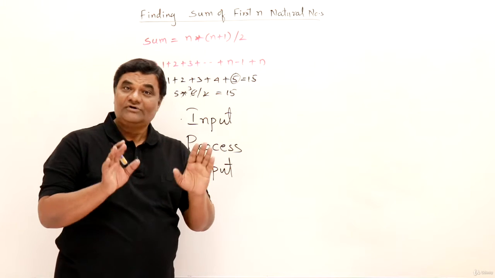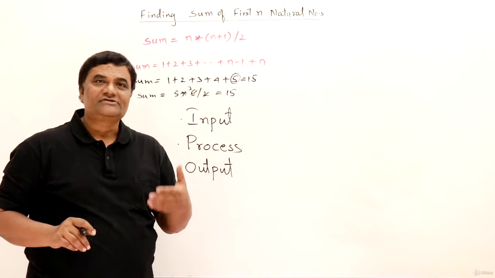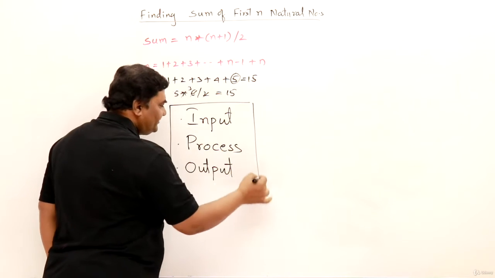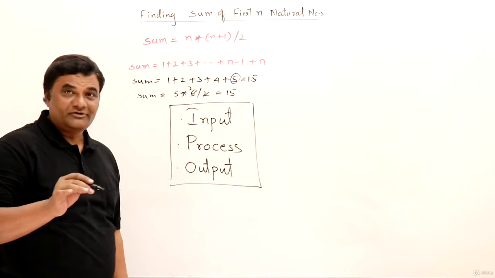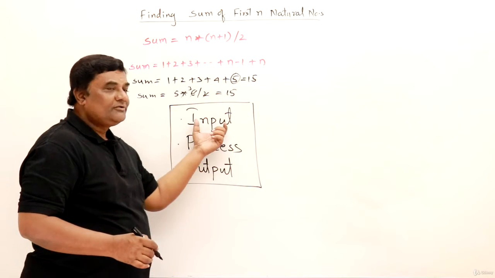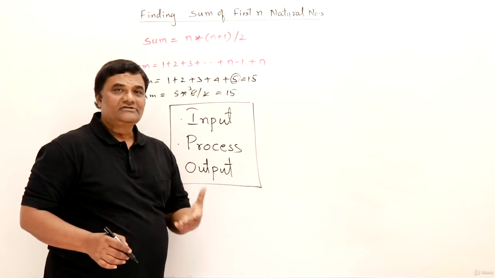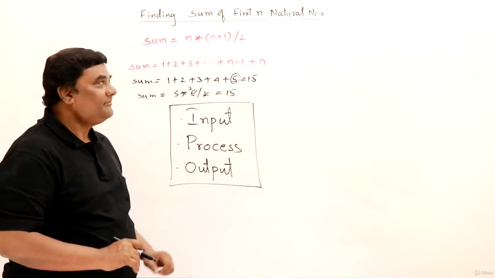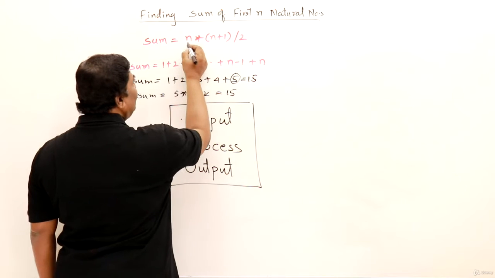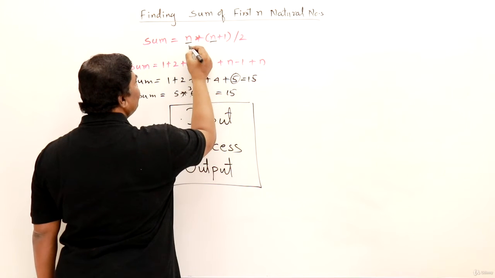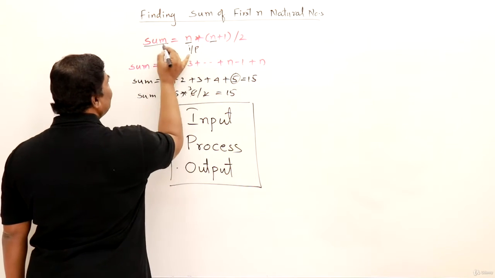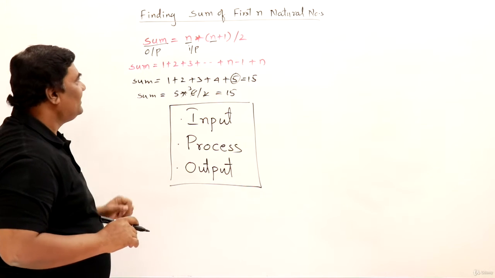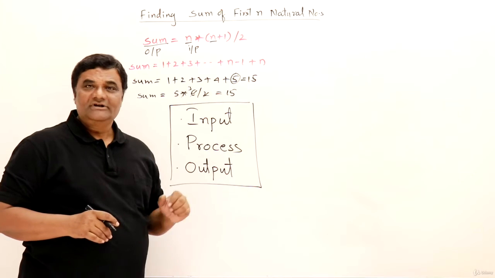Now next, we want to write a program. For the program, let us first write a flow chart. We should follow these steps for writing the program as well as the flow chart: input, process, output. So what is the input for this program? In the formula, n is the input. Then what is the output? Sum is the output. For processing, we use the formula.